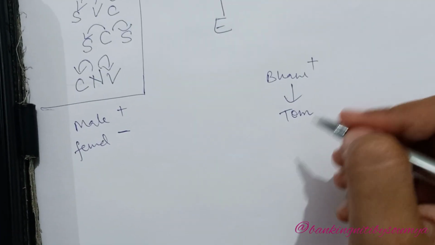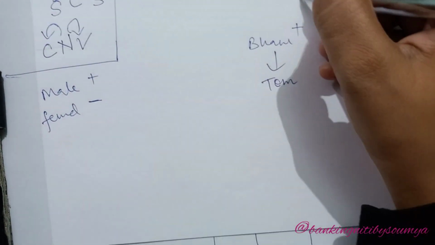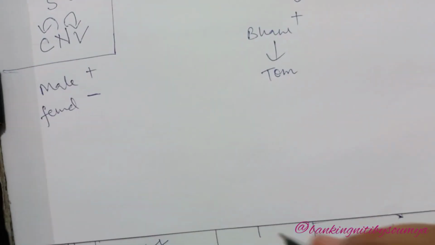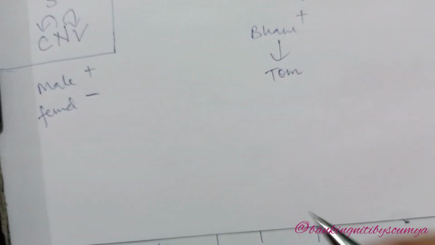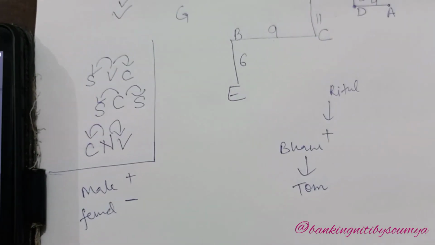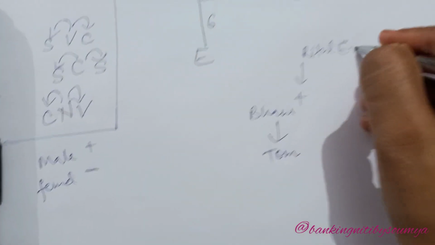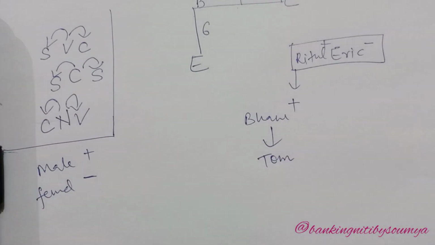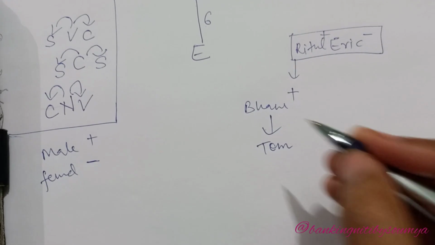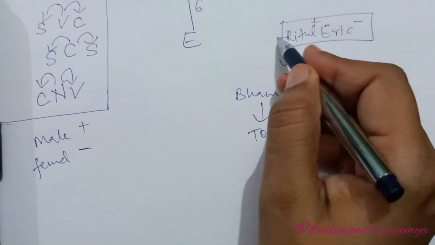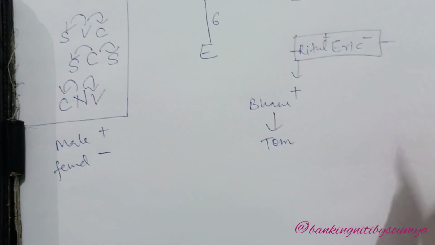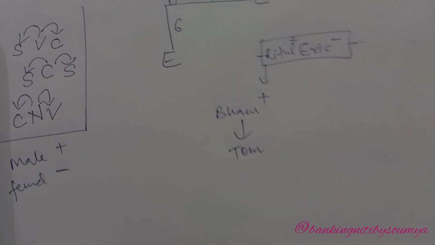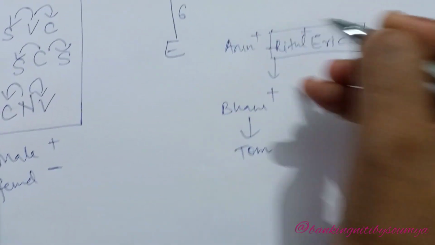Tom is the paternal grandchild of Ritual. Eric is the wife of Ritual. So Eric is a wife, so Ritual is a husband. Arun is the uncle of Bhanu. So it can be here also and it is here. Arun is not a sibling of Eric. So Arun is brother of Ritual.